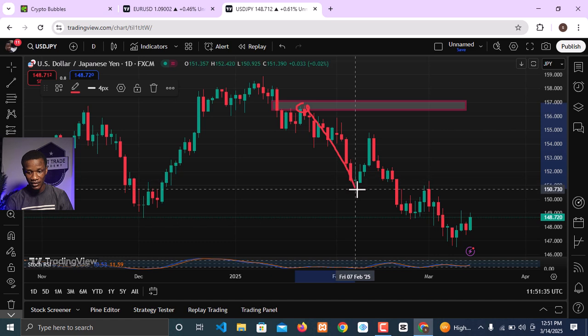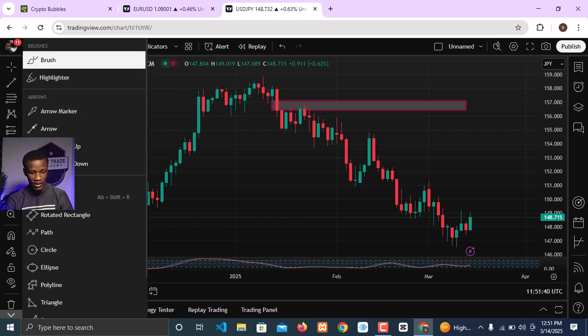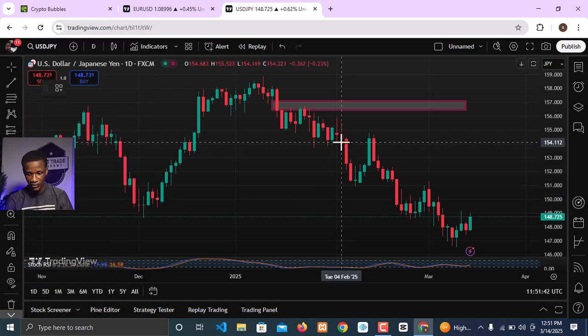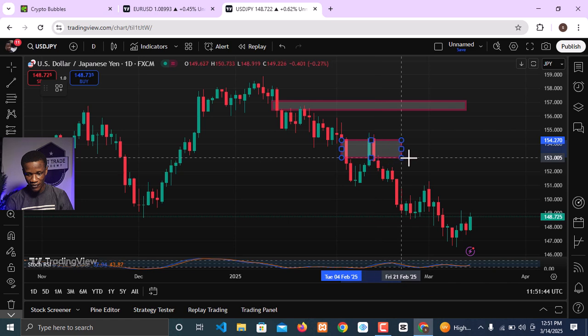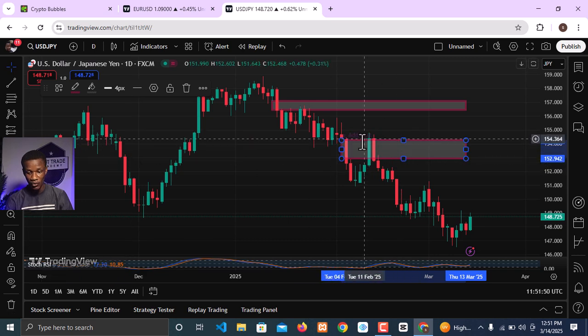The market came back down, and we see right here another fair value gap on this trading pair, from here to this point. We have a fair value gap right here, which the market came into, and the fair value gap got mitigated with this bullish candle right here.